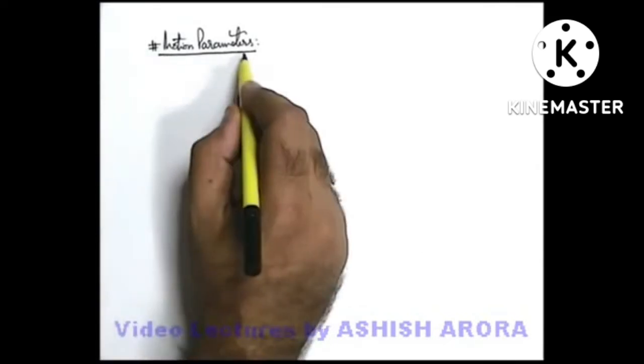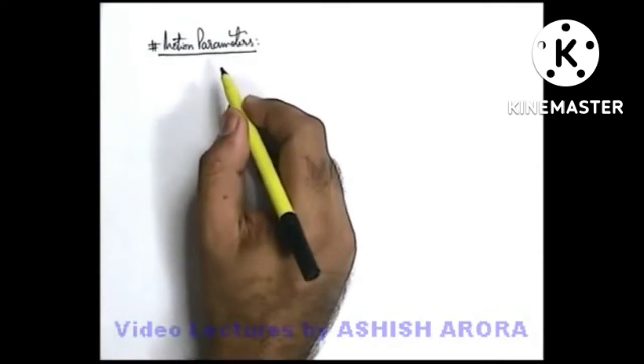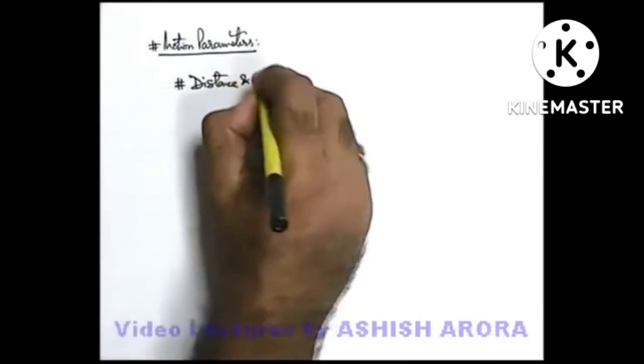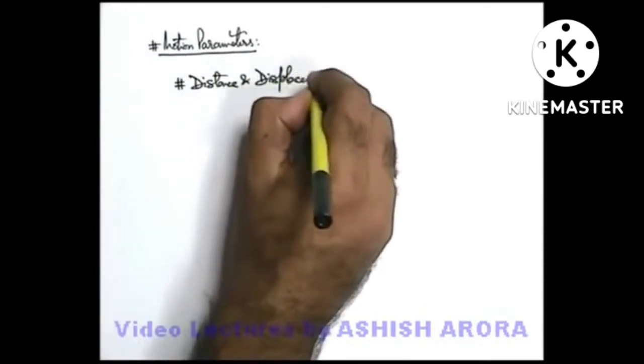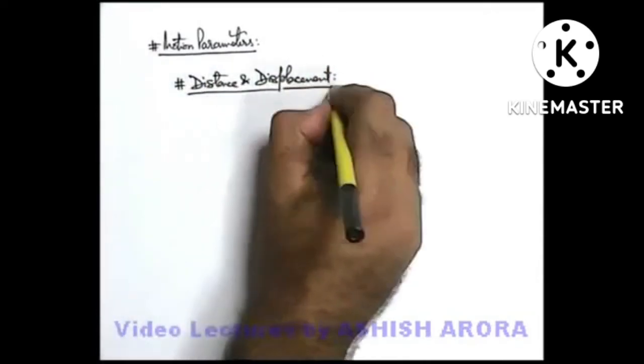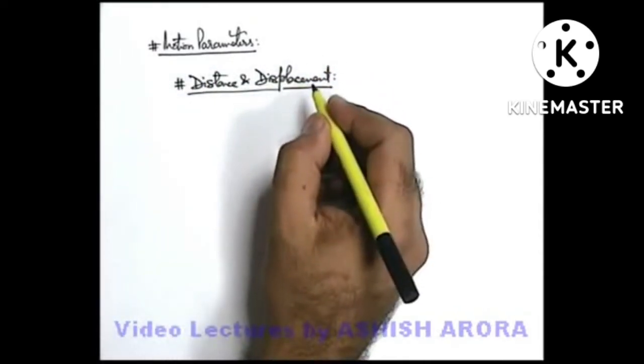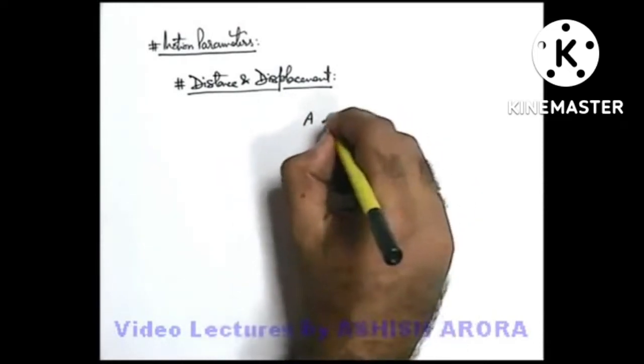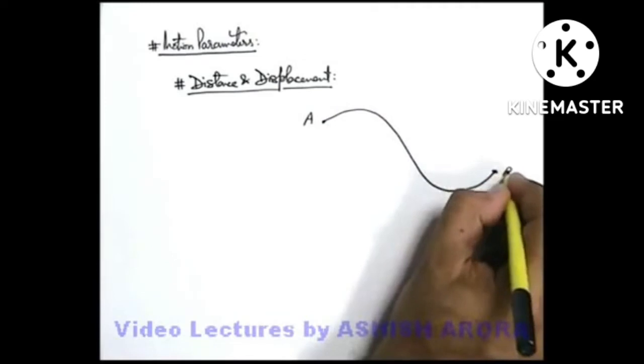Now we will study about various kinds of motion parameters associated with the motion of a body. The very first is distance and displacement. I hope in your earlier classes you have covered the basic difference between distance and displacement in motion of a body. So a body starts from point A, and along this path the body goes to point B.